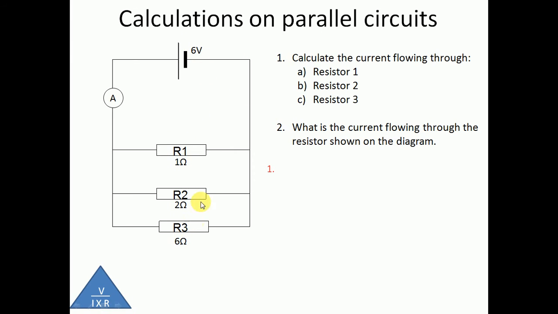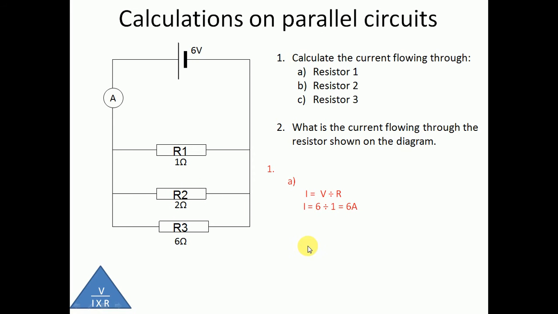So for our first one, it would be potential difference of 6 divided by a resistance of 1, which would give us a current of 6 amps. For our second one, we would have once again 6 volts across this component divided by a resistance of 2, which would give us 3 amps. And then finally for our last one, we would have 6 volts divided by 6 ohms, which gives us a current of 1 amp. So then finally, what is the current flowing through the resistor shown on the diagram?